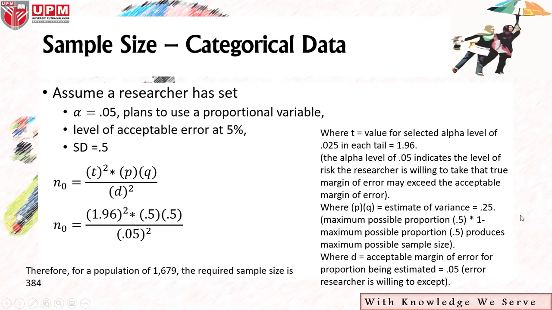Ni dia punya explanation kat sebelah ni. Okay, so after we plug in the value, for the population 1679, the required sample size is 384. Tinggilah kalau untuk continuous data ni. Continuous data, categorical data, the required minimum sample size will be higher compared to continuous data.